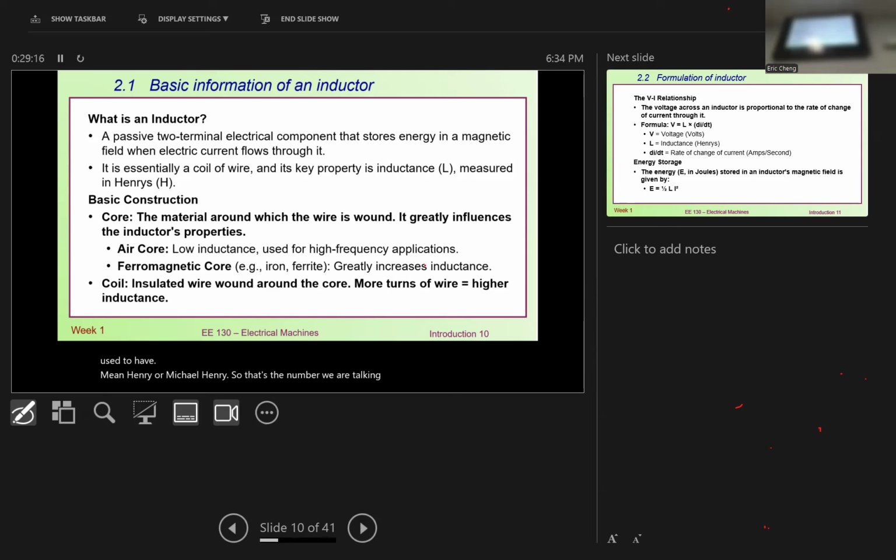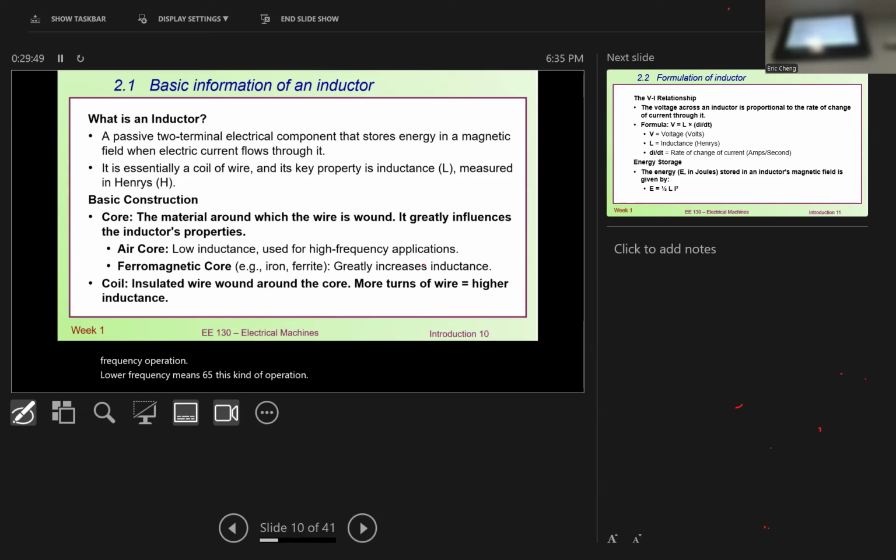For the basic configuration, we have two types. Air core is purely air, but in this case the inductance is smaller, so we use it for high frequency operation, like high frequency motion control. And then for using ferromagnetic material, like iron or ferrite, we can increase the inductance. In this case, we use it for lower frequency operation, meaning 60 Hz.